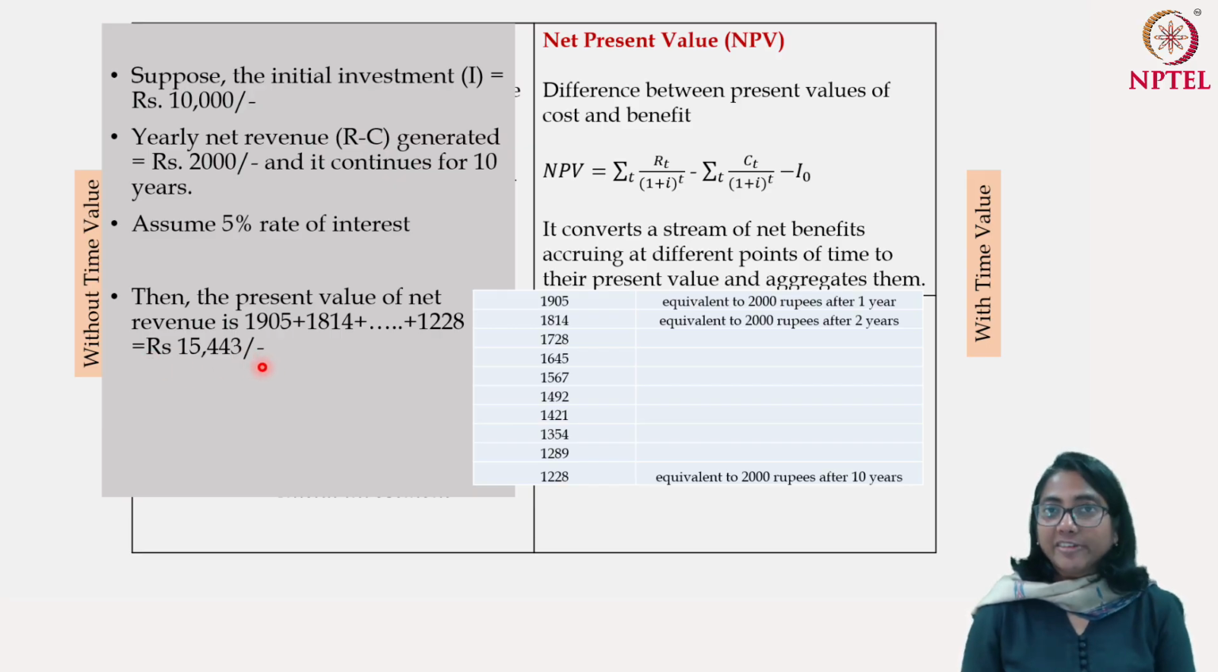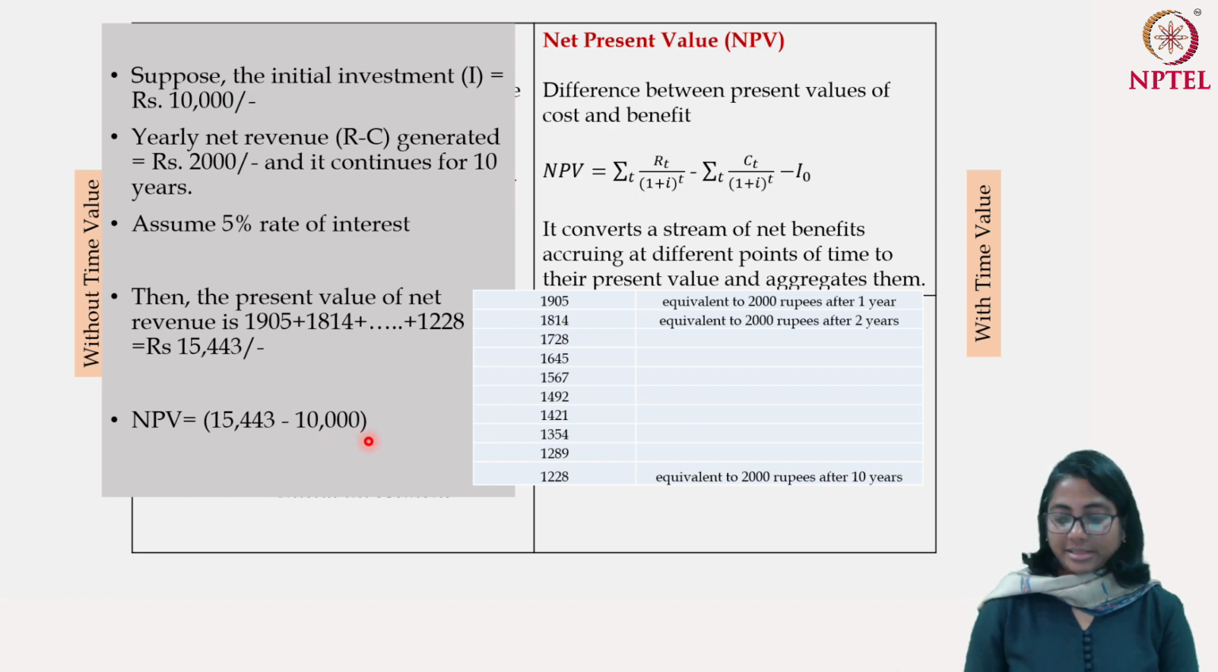However, today you are making an investment of 10,000 rupees. So what is your net present value? Your net present value is 15,443 minus 10,000, which is 5,443. So you see that your net present value is actually positive. So a project which has a positive net present value is worth considering. Anything that has a negative net present value is not really worth it.